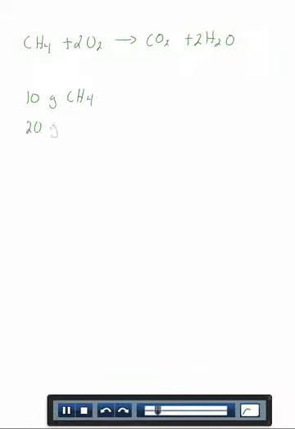So let's say we have the reaction combustion of natural gas with oxygen to produce carbon dioxide plus water. So that would be our balanced equation. And say we start with 10 grams of methane and 20 grams of oxygen. How much CO2 is formed?